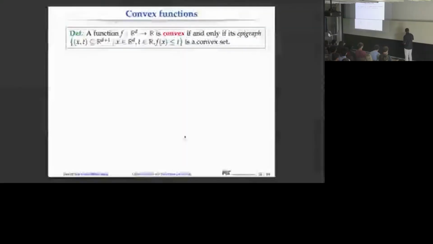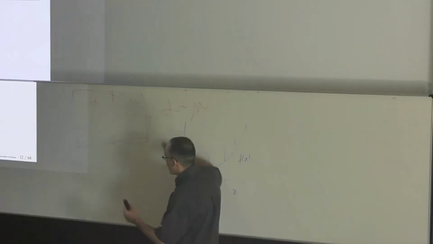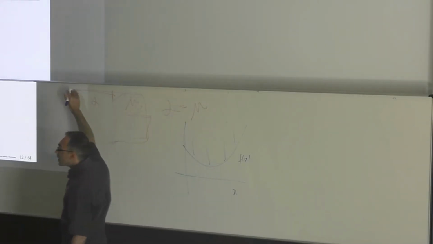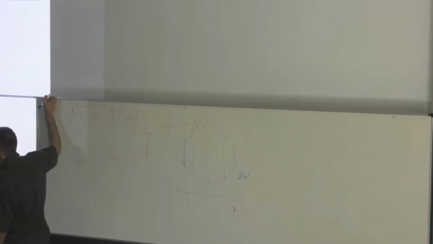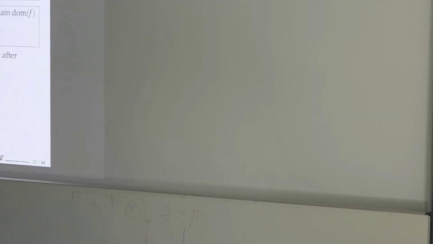So this is f of x. This part above is called the epigraph. If that epigraph is a convex set, then f is a convex function. This is the standard definition of a convex function. And another definition is this one, which is called, let's say, Jensen's definition.